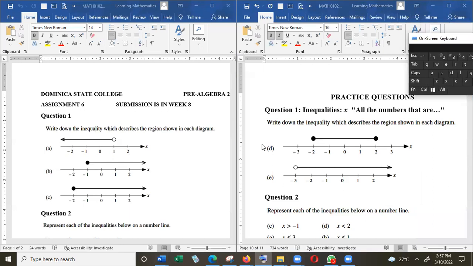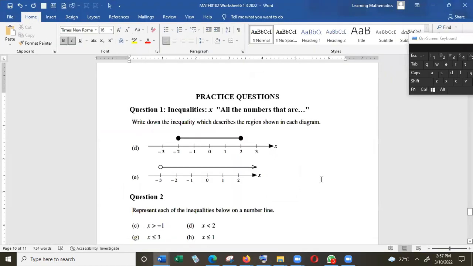This is the assignment and this is the practice. So here's a number line. You say, write down the inequality which describes the region shown in each diagram. Okay, so let's start with part D.